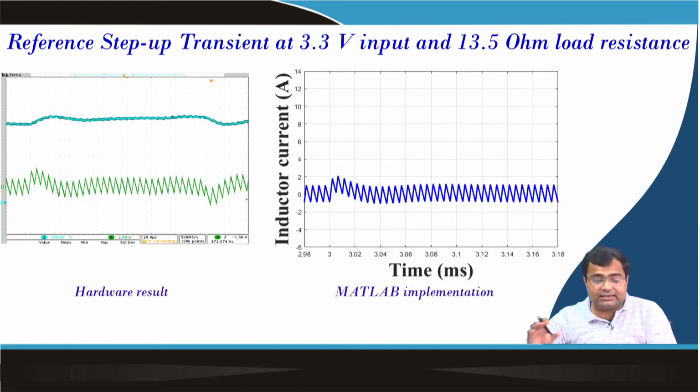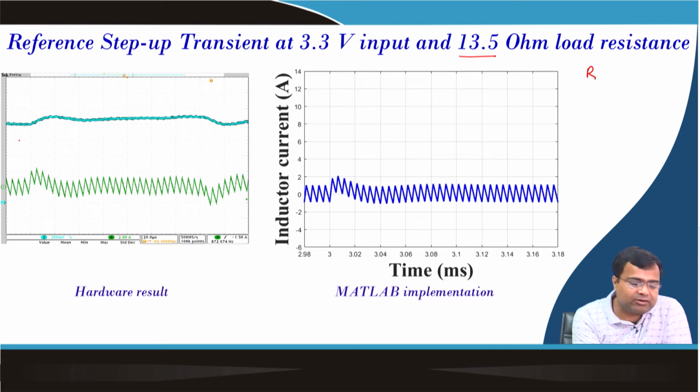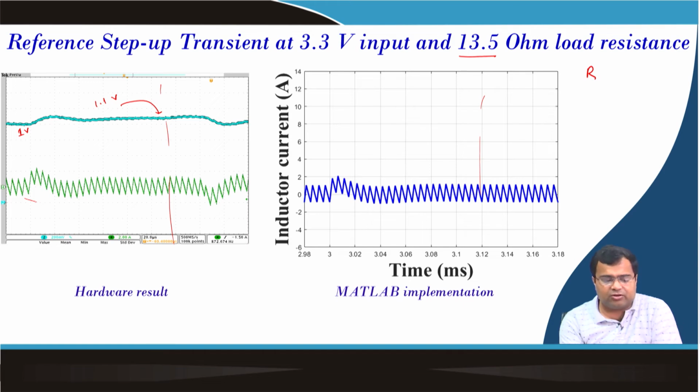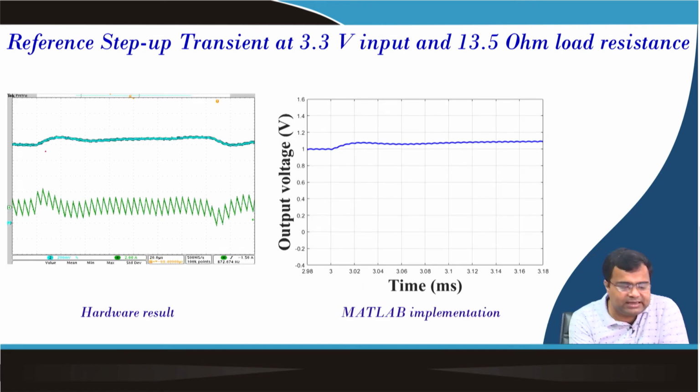So, here it is the reference transient, and interestingly for the reference transient we are operating at 13.5 ohm resistance, that is my load resistance, and it is undergoing a step up transient from 1 volt to 1.1 volt. If you see the current profile, up to this point, because we are only applying a step up transient, they are quite similar, quite representative. And if you see the output voltage profile, there is an initial slight overshoot, undershoot, and then it settles.